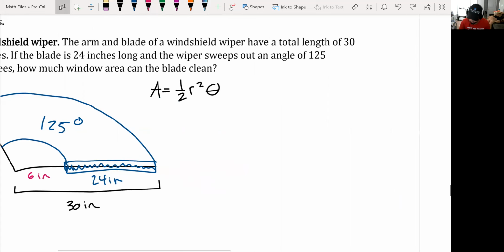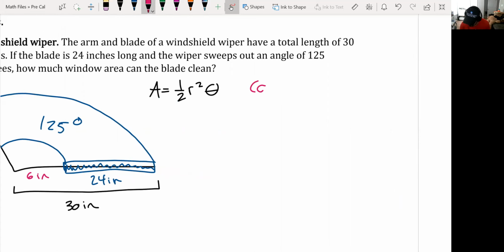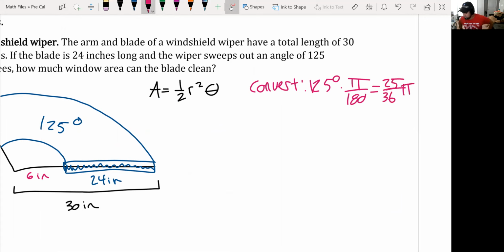All right, so fair enough. I'll say convert. 125 degrees times pi over 180 gives me 25 over 36 pi, or 25 pi over 36.